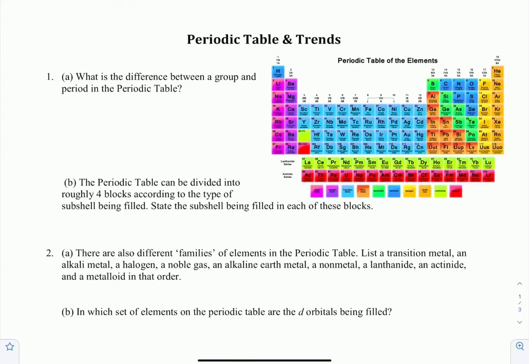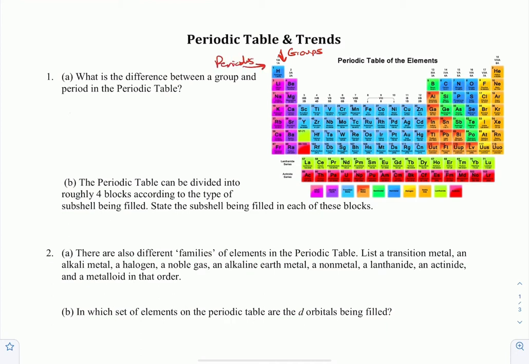I'm Austin and I'll be running through part 1 of problem set 9, periodic table and trends. Alright, so what is the difference between a group and a period on the periodic table? The easiest way to think about this is groups are columns, okay, and periods are rows.